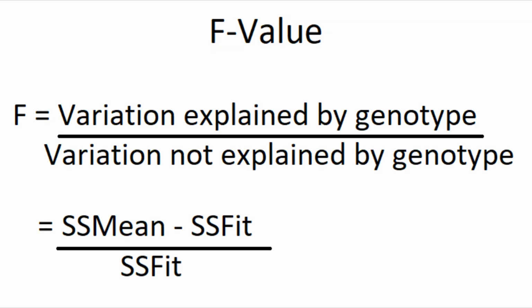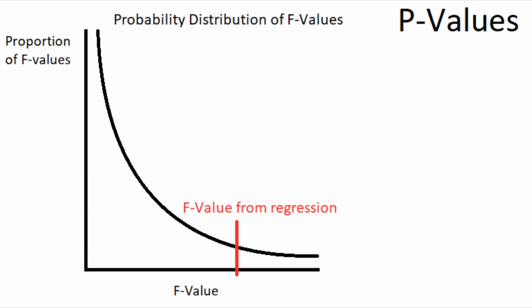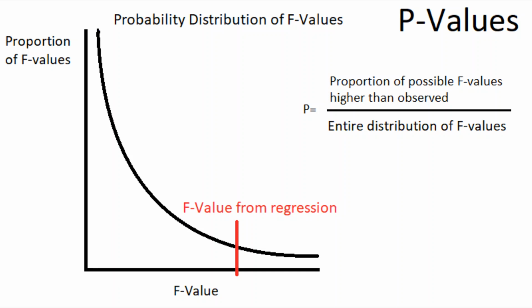The p-value can be calculated by finding a value called F. F is calculated by finding the variation in extraversion explained by the genotype divided by the variation in extraversion not explained by genotype. The p-value can be found from the F-value by comparing the F-value found in the regression to a probability distribution of F-values which could have been found assuming there was no relationship between the genotype and the trait. The p-value is calculated by finding the proportion of F-values at least as large as the one found in the regression in the distribution of all possible F-values from this sample.